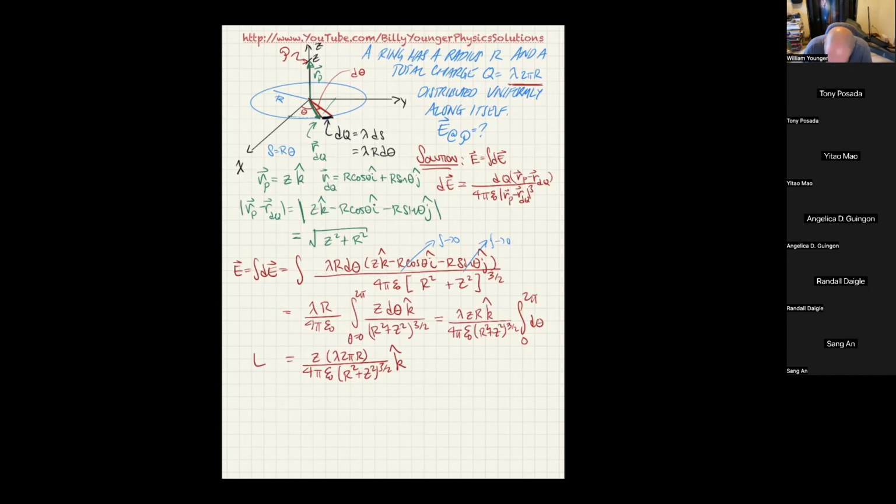We can say E is equal to this, or we can say E is equal to Q z over 4 pi epsilon naught (r squared plus z squared) to the 3 halves in the bottom, and it points in the positive k hat direction. Any questions on that?